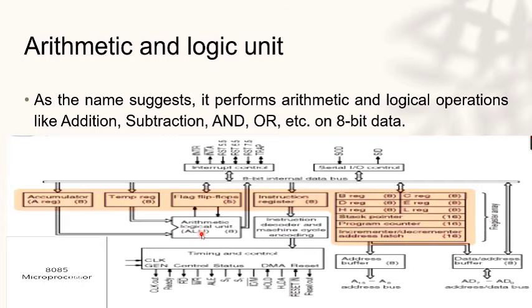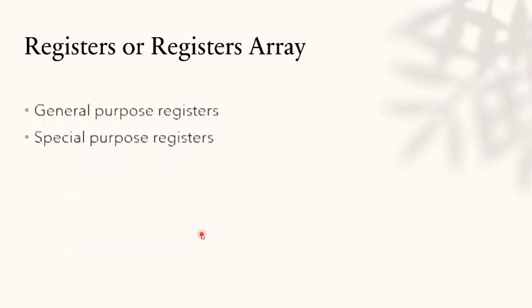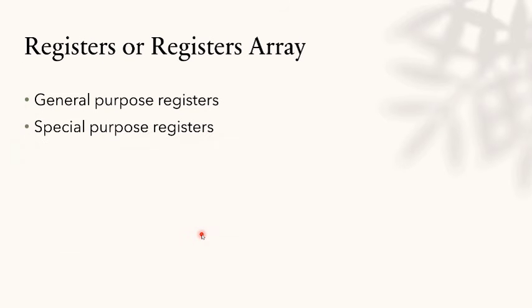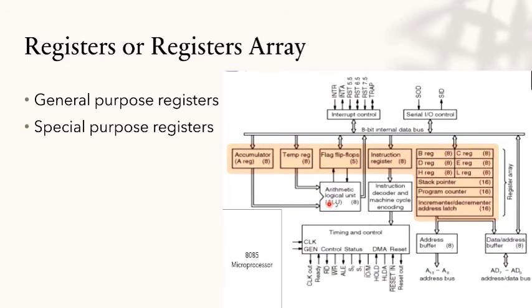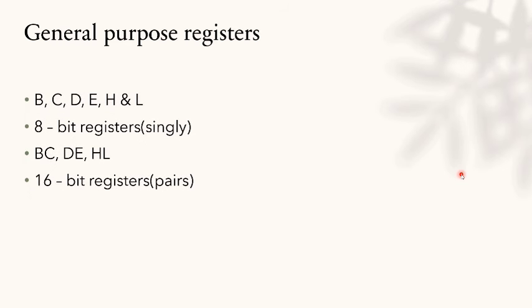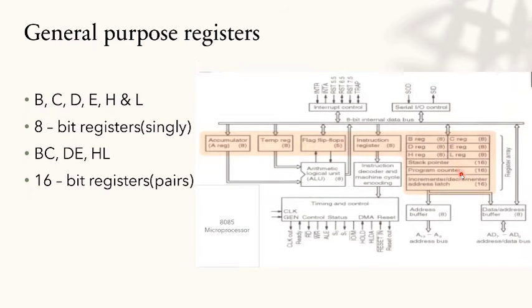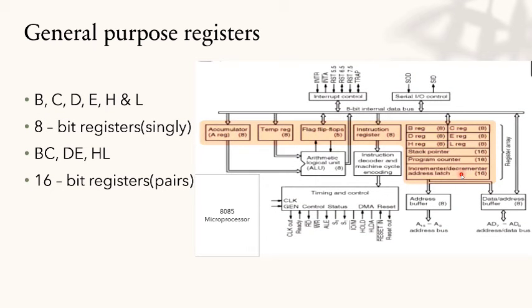At this time, we are going to use registers. Okay, now take a look at registers. Registers are of two types: general purpose registers and special purpose registers. These four belong to the special purpose registers, and these all belong to the general purpose registers. Now take a look at the general purpose registers. General purpose registers are B, C, D, E, H, and L. You are able to see here, right?